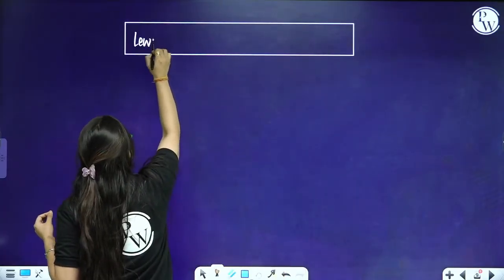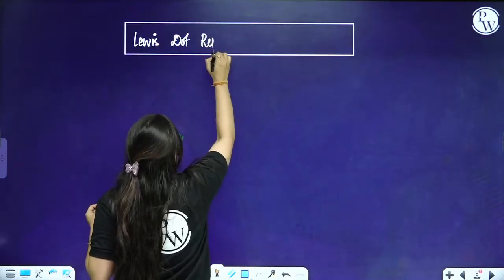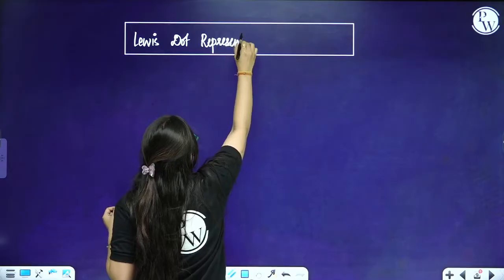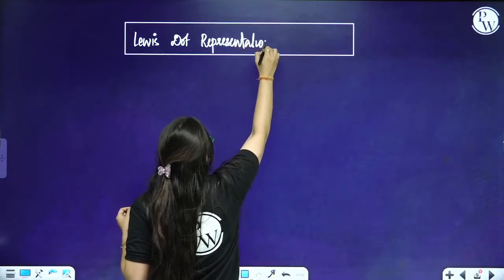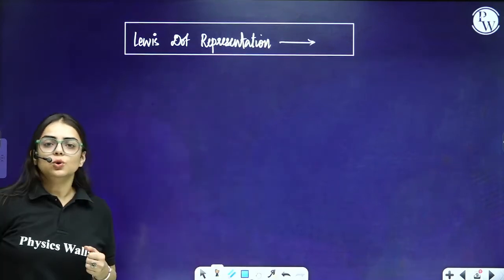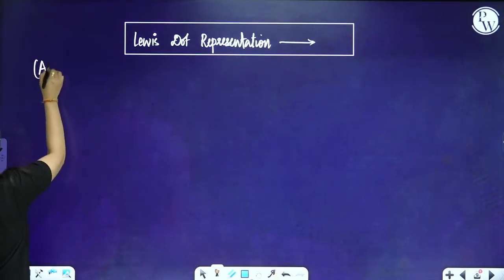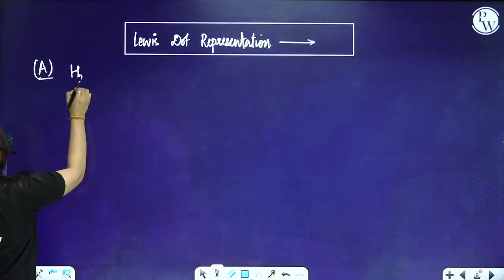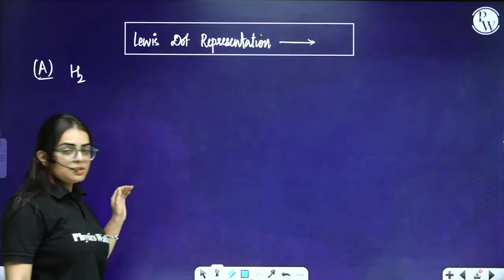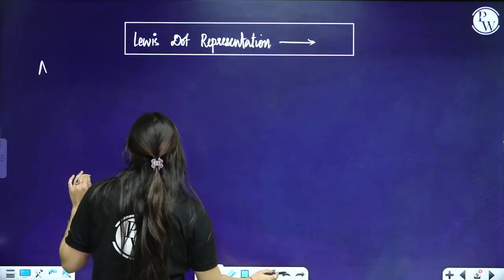Let us start with Lewis dot representation, everybody. So starting with the very first part, that is H2 molecules. Now before this, students, let me tell you, I have told you to calculate the number of valence electrons. How you have to represent this, okay?